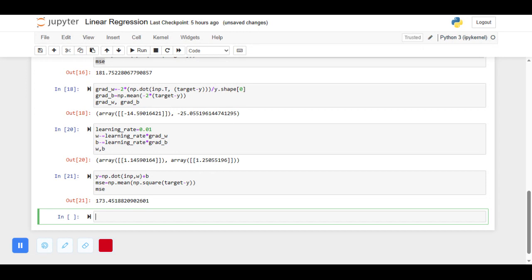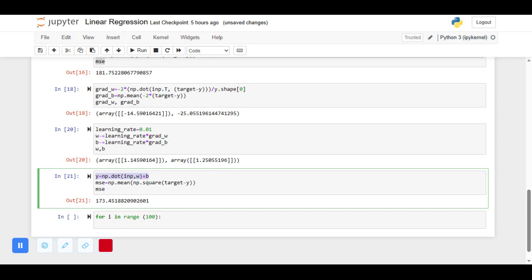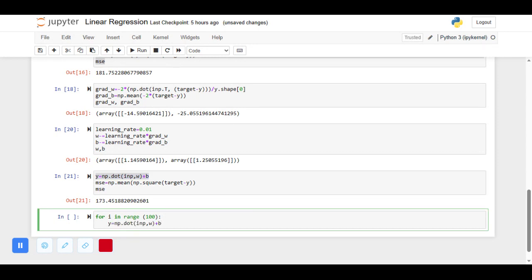If we do this for more iterations, then we will get the minimum possible MSE. So let's say for i in range, suppose we start with only 100 iterations. For the first iteration, I want the code to predict the value.